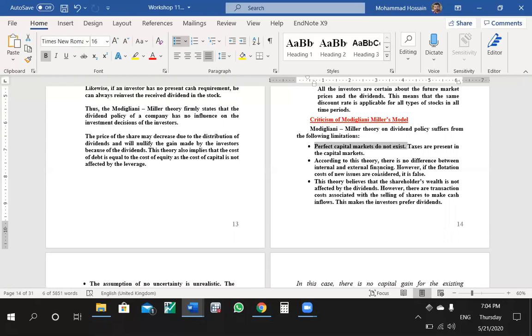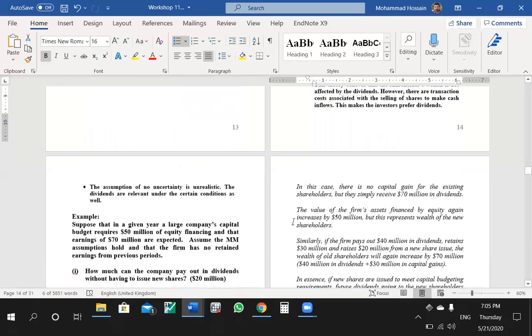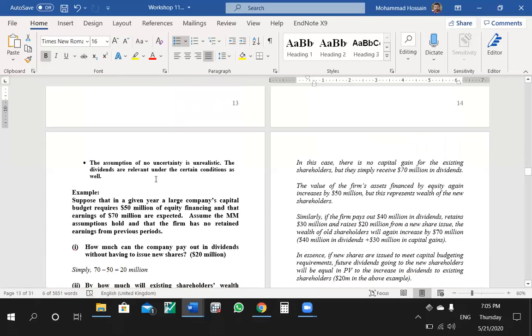The theory believes that the shareholders' wealth is not affected by the dividends. However, there are transaction costs associated with the selling of shares to make cash inflows. When you receive a dividend, you do not have to pay any transaction cost. But when you sell the shares, there are other costs involved. Transaction cost will be involved. If you have made some capital gain, then you have to pay some taxes as well. So these things he did not consider. And also he did not consider uncertainty, risk involvement.